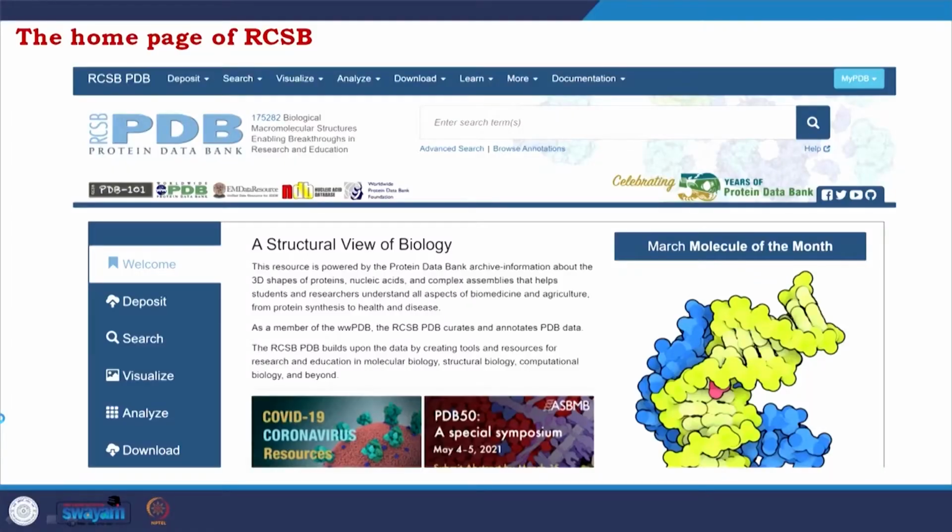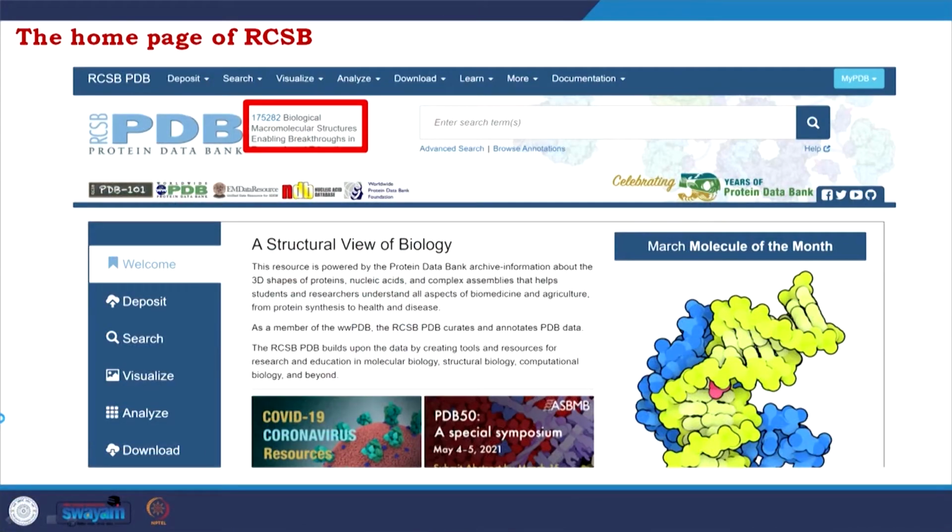This is the home page of PDB, RCSB, Research Collaboratory for Structural Bioinformatics. I have gone through different courses, but just for this class I collected the data and prepared this class at the last moment, so that I could provide you the most recent data regarding the structural information. If you look at it, 1,75,282 biological macromolecular structure entries are deposited currently in the Protein Data Bank.